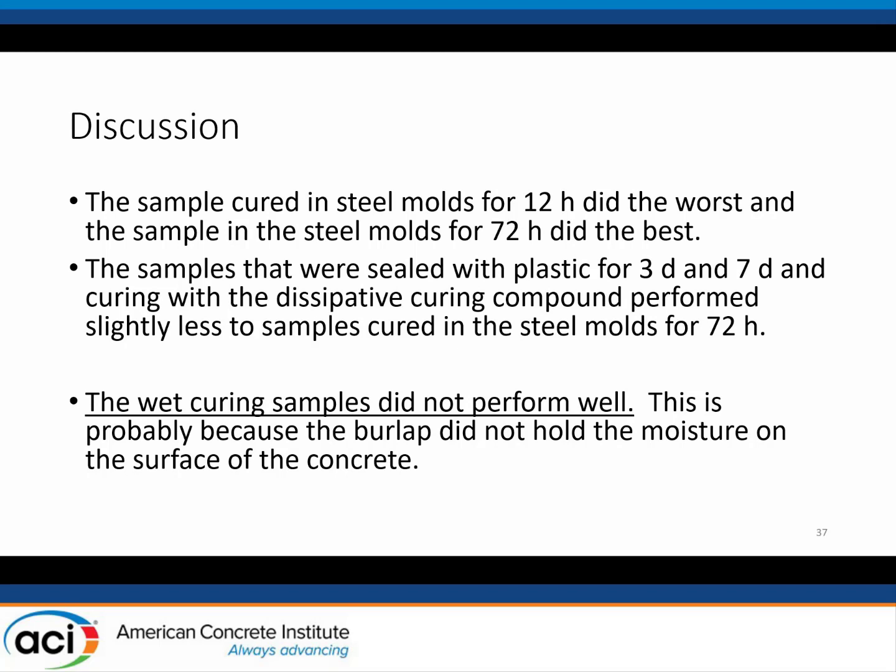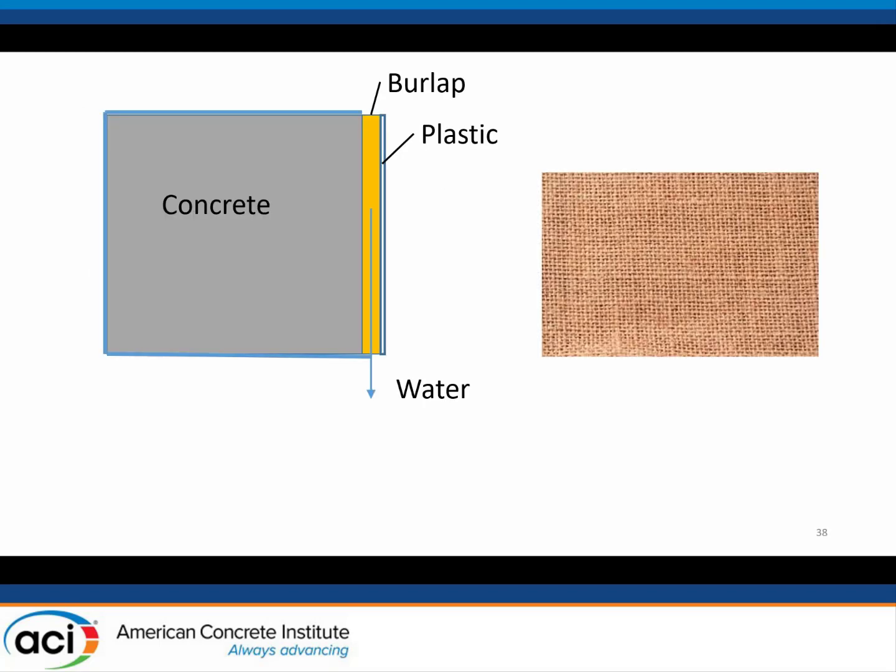And the wet cured samples, though, did not perform well at all. And this is probably because the burlap did not hold the moisture on the surface of the concrete. What is burlap for? Potatoes, right? Hauling potatoes around, right? That open system of material just didn't do a great job. When we put the wet burlap on the top, we put plastic on the outside, this water wasn't held on the surface. It fell down. And I think you see it in the field all the time. If anyone was crazy enough to ever try to wet cure a vertical member, I'm not saying that's ever going to happen.